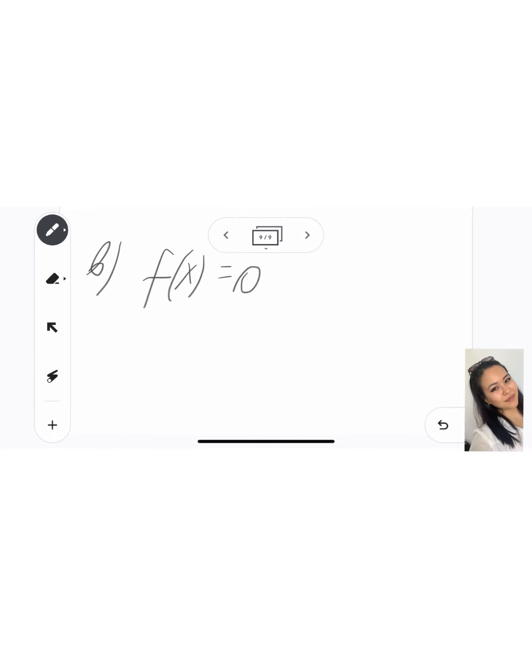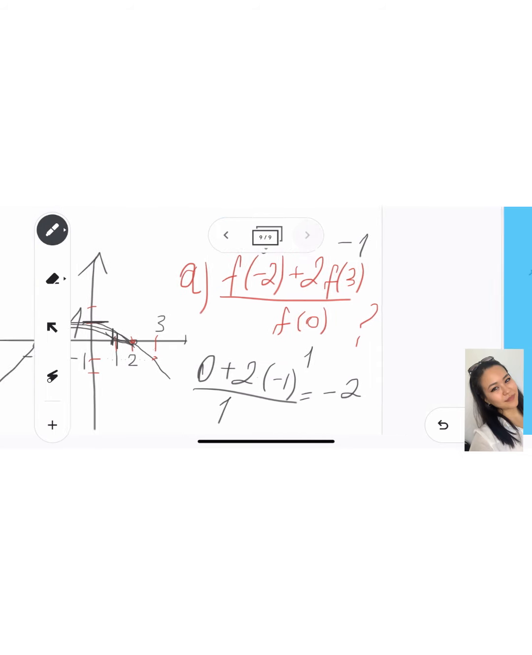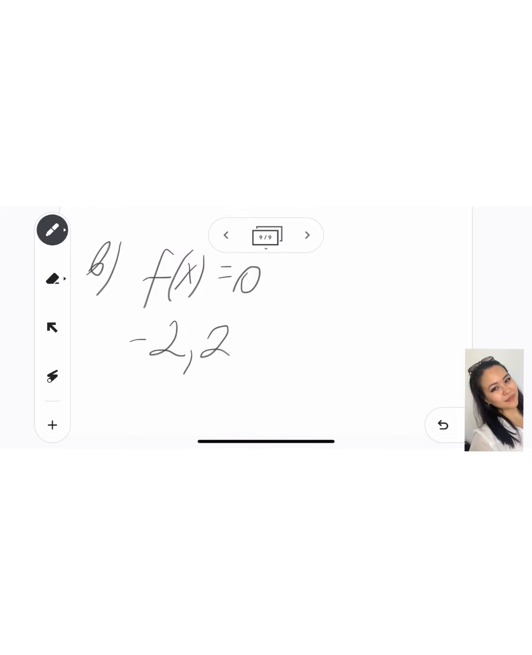From the B section, they ask us for the condition f of x equals 0. So in order to find when the function equals 0, we are finding when this graph intersects the x-axis. So here it's -2 and 2. The graph intersects with the x-axis. It means that when the function equals 0, the values will be these points. So it's -2 and 2.